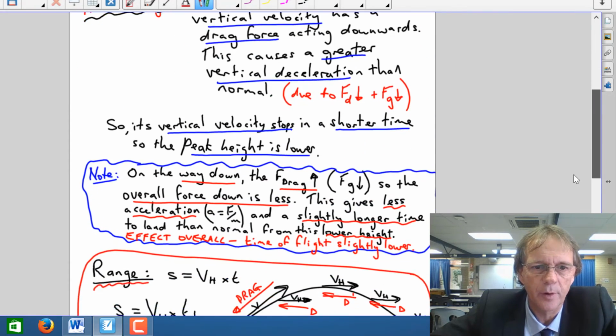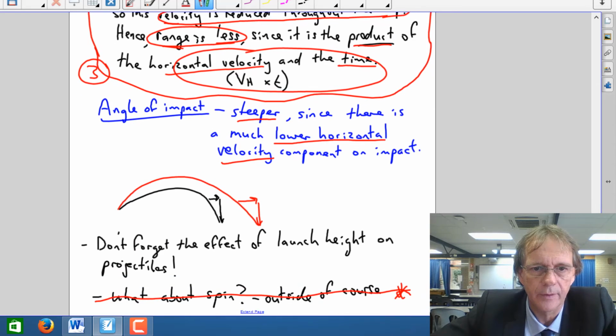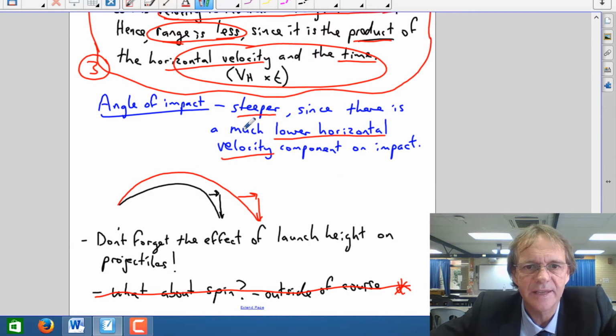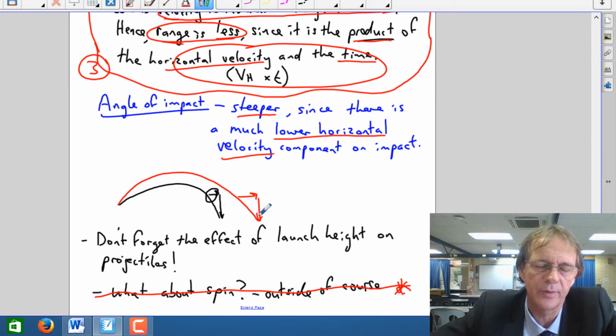Now, if you look below that, they probably won't ask you this in the exam, not the stage 2 one, but the angle of impact is going to be steeper. And the reason for that is you've got a much lower horizontal velocity component now. It's actually become smaller. So it's going to come down at a steeper angle than what you would normally get if it was in a vacuum, or if air resistance was negligible or drag was negligible.